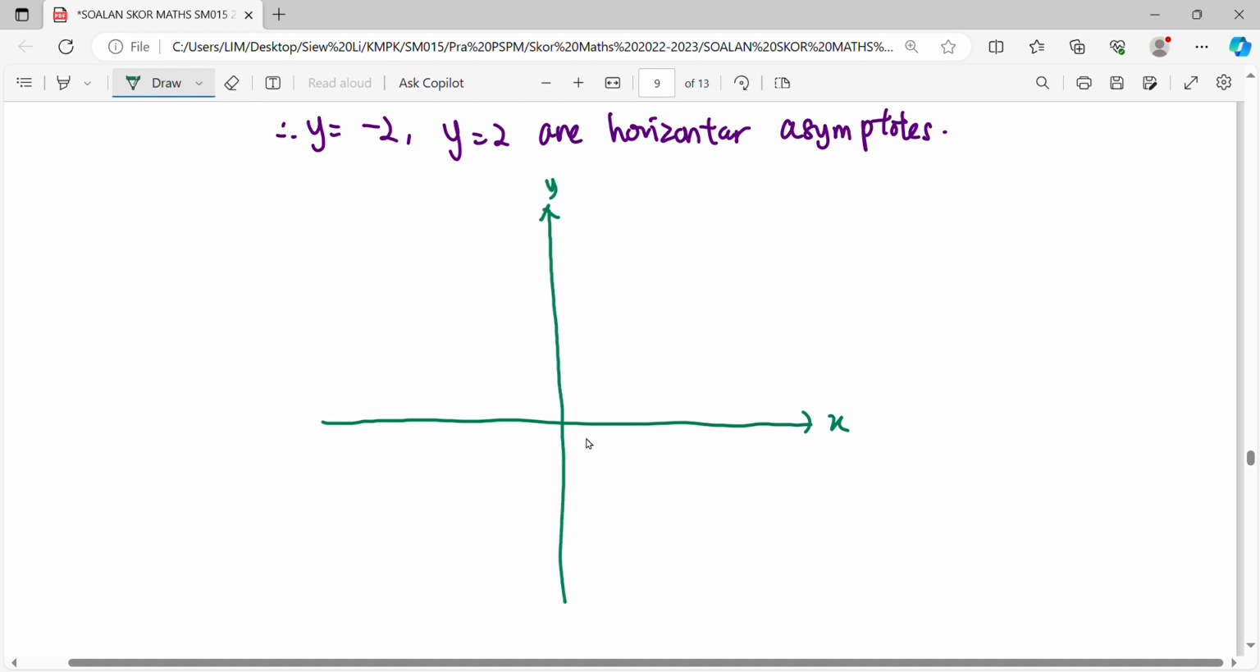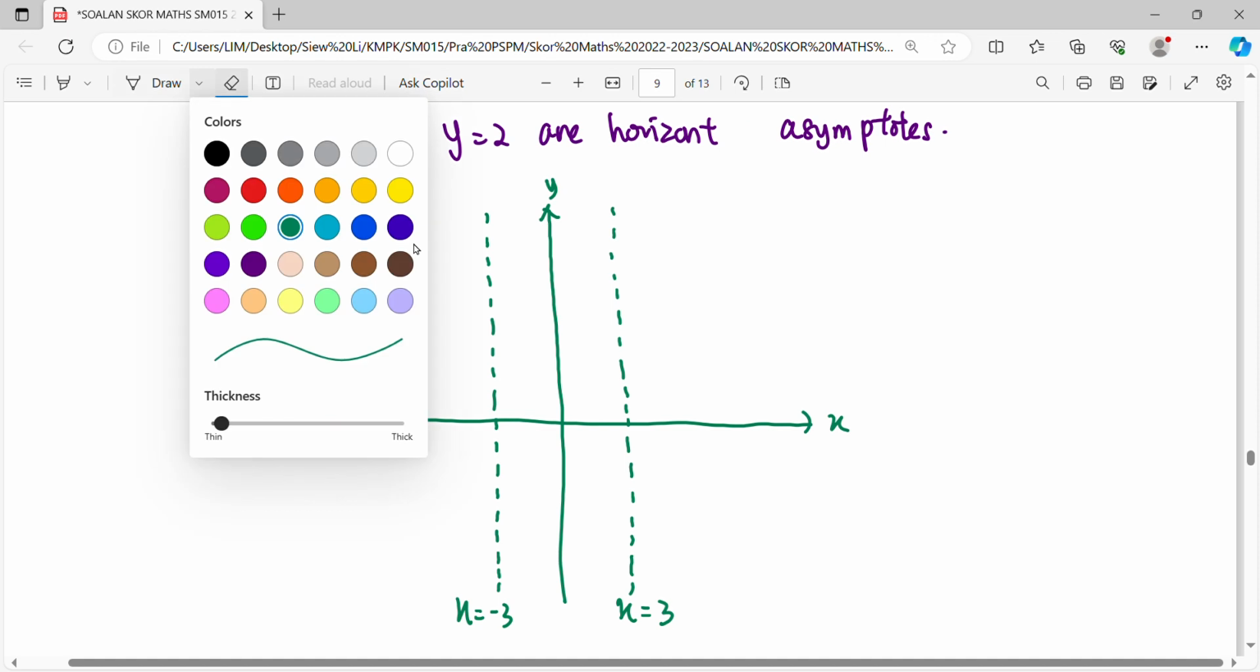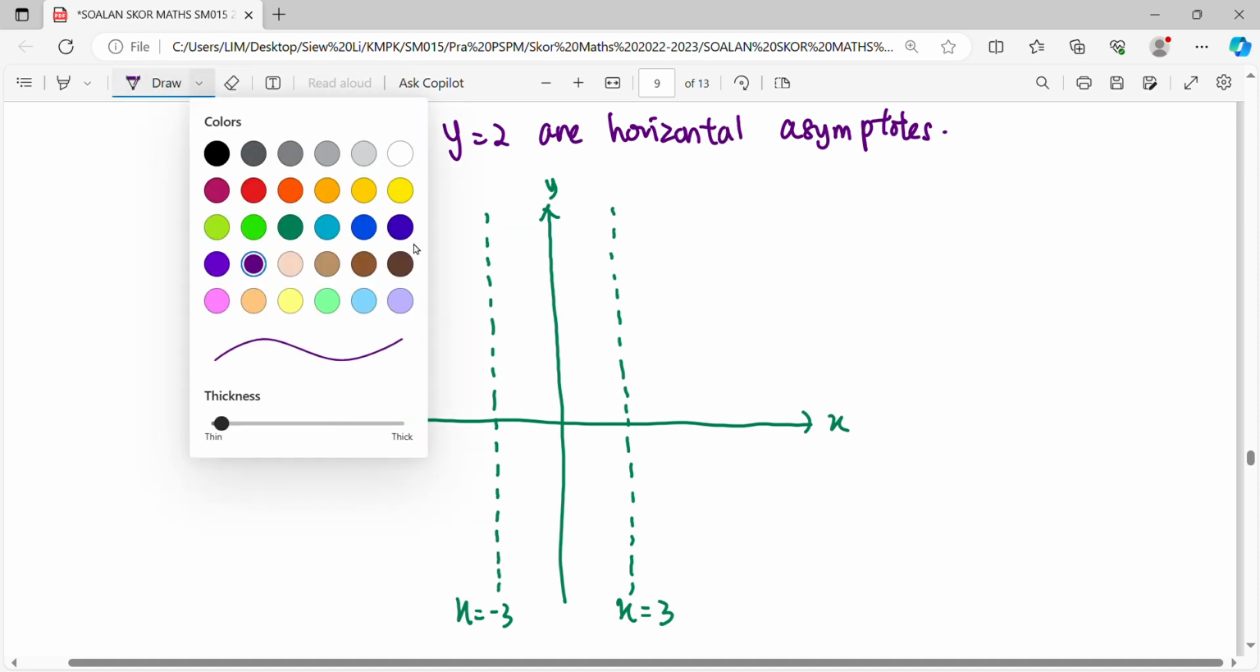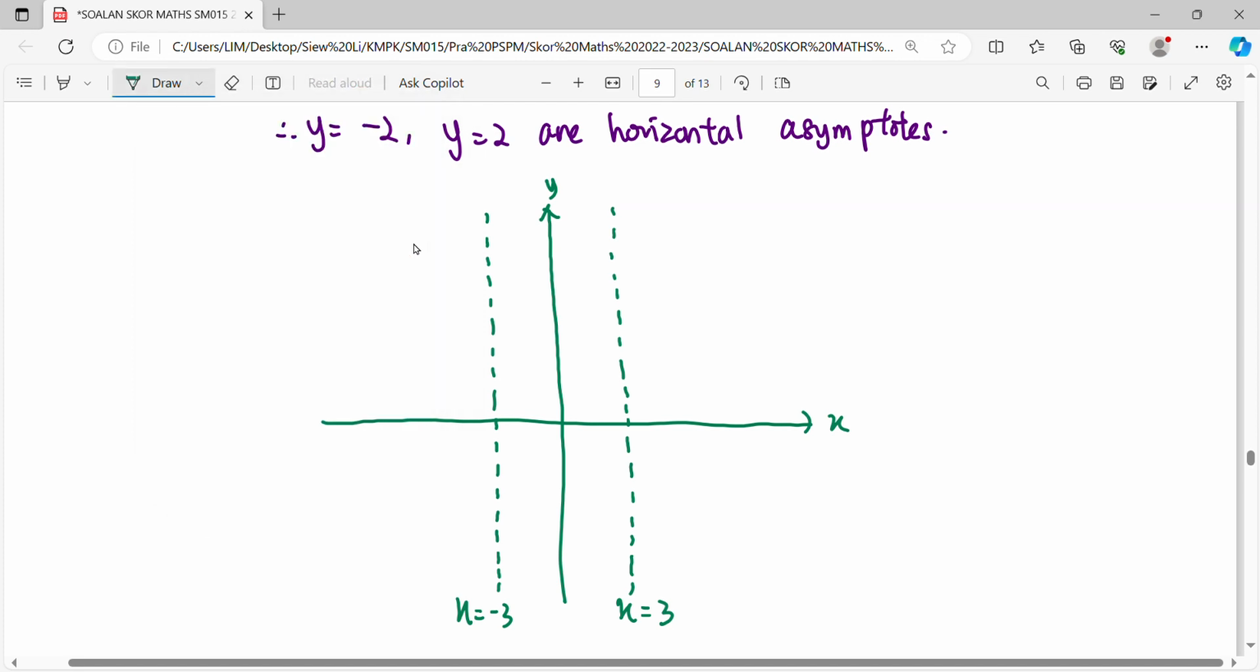For vertical asymptotes, we have x equals negative 3 and x equals 3. Meanwhile, for horizontal asymptotes, we have y equals negative 2 and y equals 2.